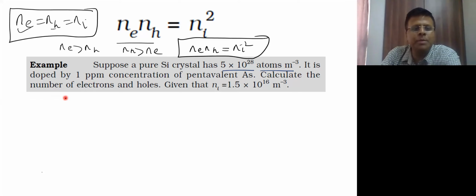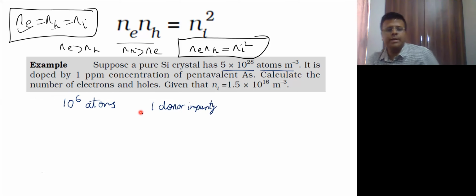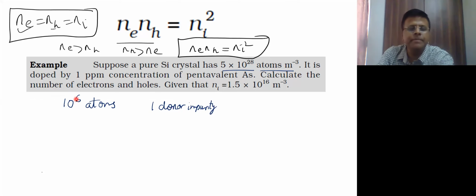So we are going to add a pentavalent impurity. 1 part per million. That means for 10 raised to 6 atoms, I will be adding 1 donor impurity. Isn't it? 1 donor I'll add. 1 part per million, that much I will add. So calculate the number of electrons and holes. So we have to calculate how many electrons are there and how many holes are there.